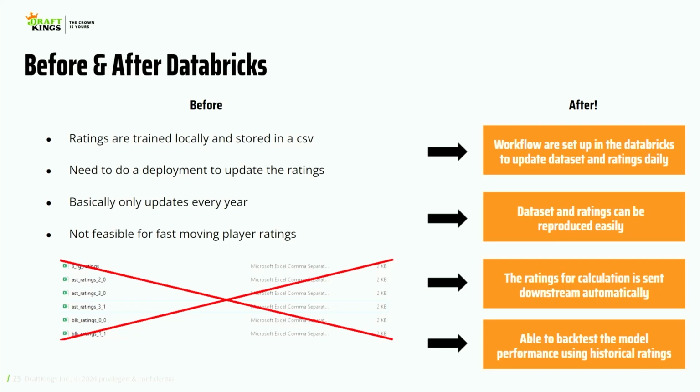Before migrating to Databricks, we were already using Kalman filter ratings, but the ratings were trained locally and stored in some local CSV file. So whenever we needed to update the ratings, we had to do a deployment, commit the changes, and update the change to production, which is not ideal. It is particularly not feasible for fast-moving player ratings.